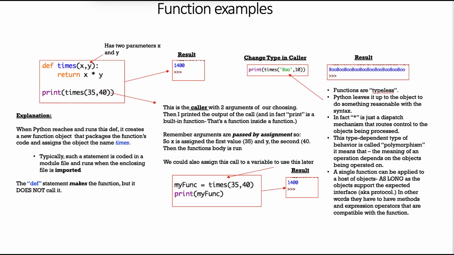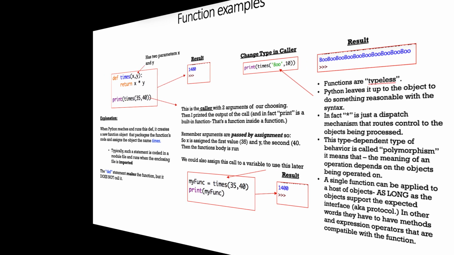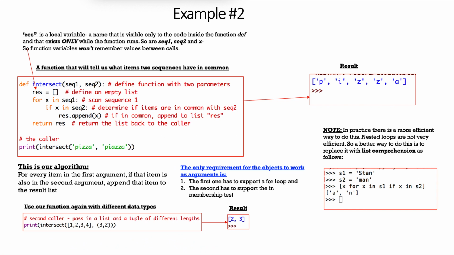A single function can be applied to a host of objects as long as the objects support the expected interface or protocol. In other words, they have to have methods and expression operators that are compatible with the function. And here's a slightly more involved example of a function.